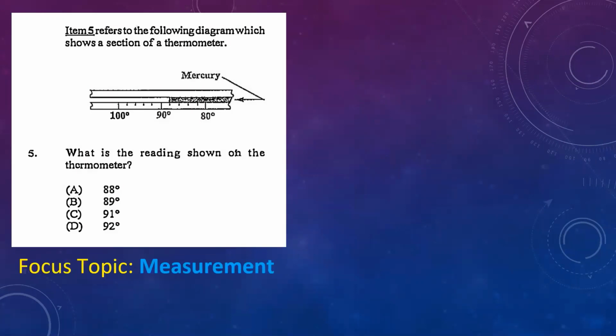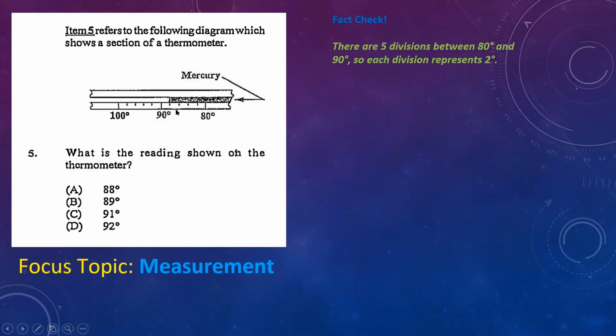Number 5, you are shown part of a thermometer, and you are to read the correct measurement. What is the reading shown on the thermometer? Now, what you can do is to count the number of divisions between two numbers that you are sure about. So between 80 and 90, you have 5 divisions. So it means that each division represents 2 degrees, and the thermometer is at approximately the 4th division from the 80. So 4 times 2 is 8, and so that's 88 degrees. And your answer is A.